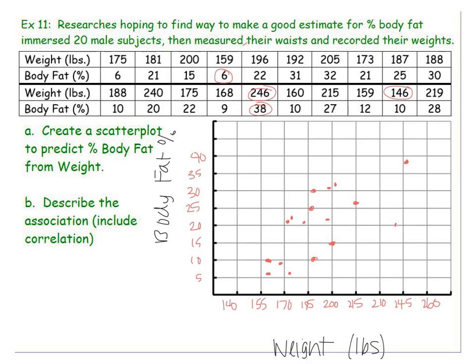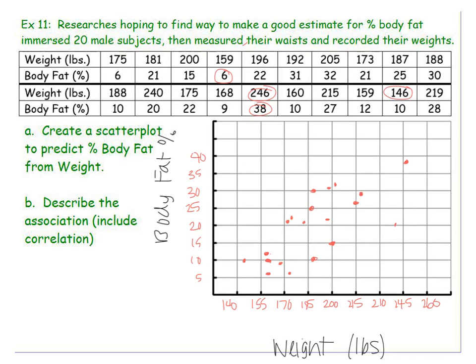At 159, we are at 12. At 146, we're at 10. And finally, at 219, we are at 28. All right, so there is our scatter plot. So now we have to describe the association, including correlation.